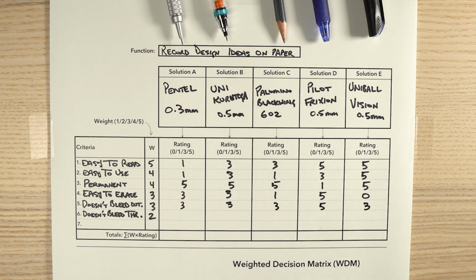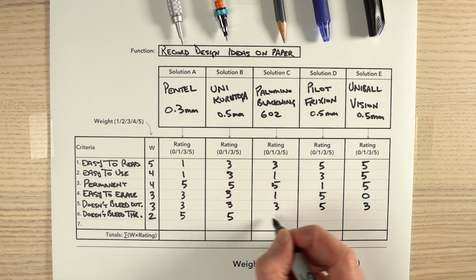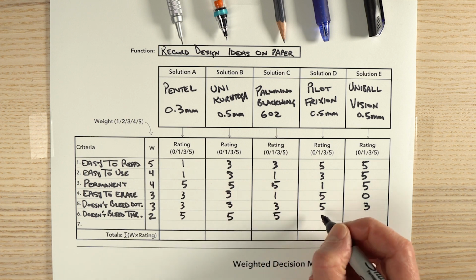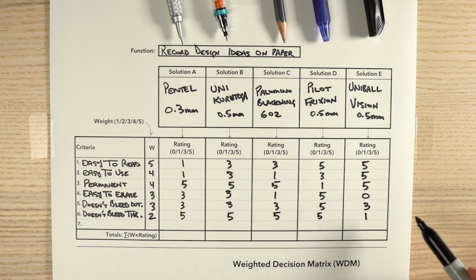At this point, I don't really need to rate the uniball because it's disqualified, but I'll just put the numbers in anyway. The pencils smudge over time. The uniball smudges if you touch it immediately. Doesn't bleed through. The uniball puts down a lot more ink, so it bleeds through more.